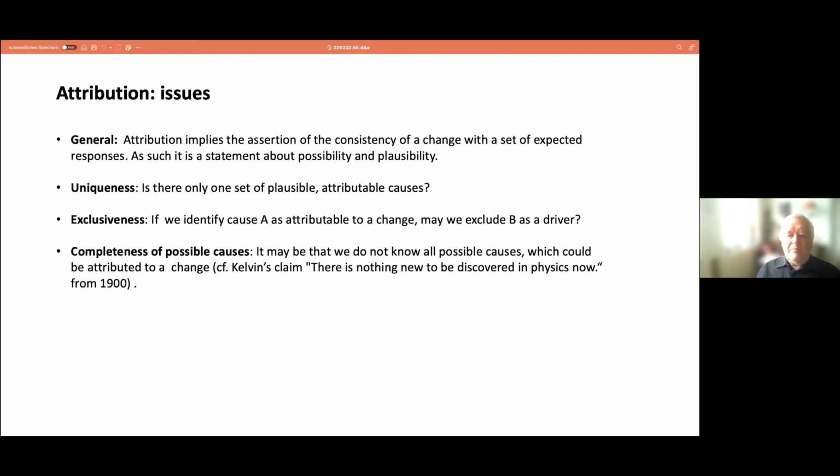And then finally, it may be that we do not know all possible causes which could contribute to a change. And just to make ourselves a bit modest, think of Lord Kelvin's claim, who said in about 1900, there's nothing new to be discovered in physics now, which obviously was not the case. But I guess Kelvin was a very intelligent and smart person. And if he fails at such a claim, then who would protect us from doing the same?